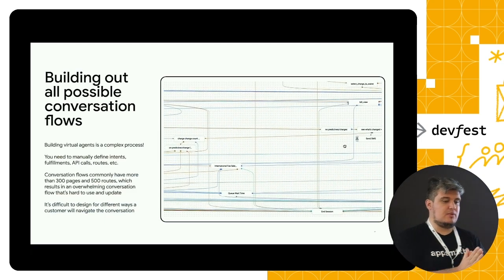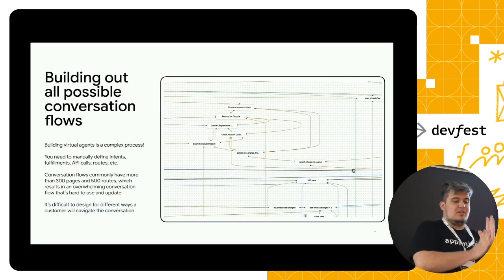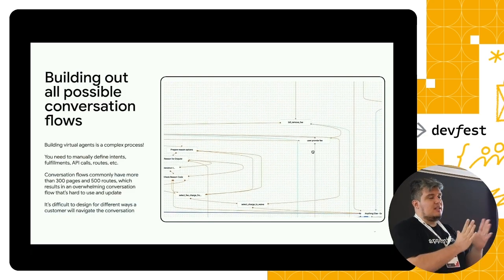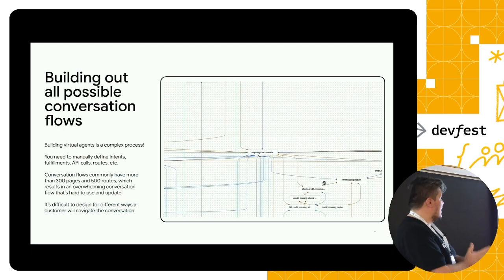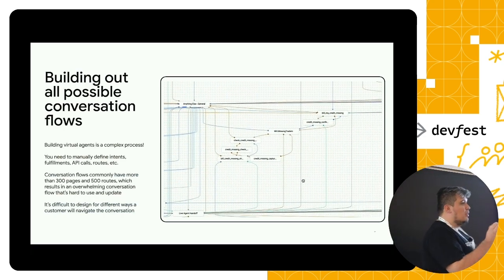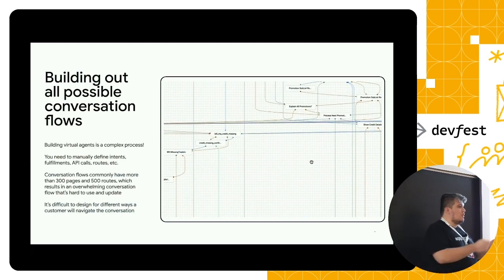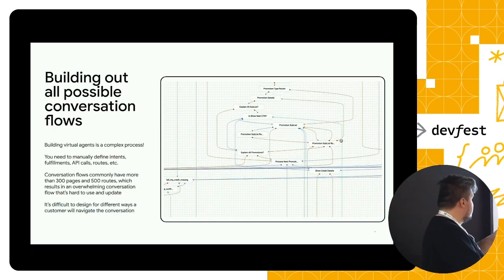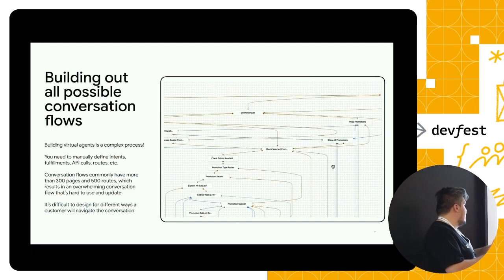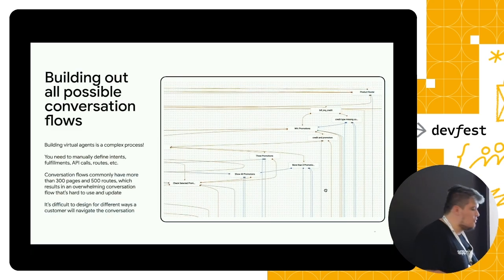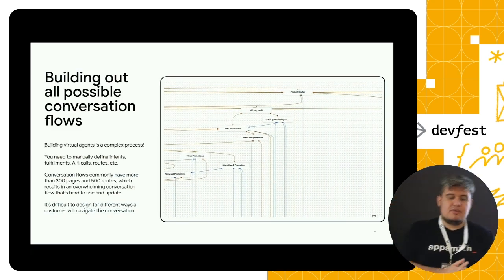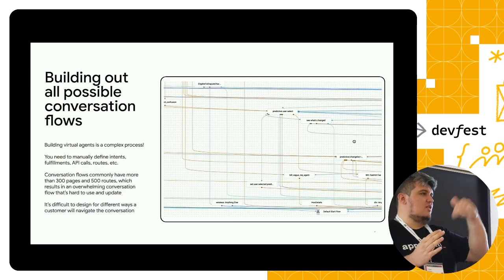And it's because you have to create intents. Building intent-based conversation is really hard, because you have to define every single possible flow and every single possible action. So a common conversational flow might have more than 300 pages and 500 routes, which can be overwhelming, and sometimes it's going to get lost.